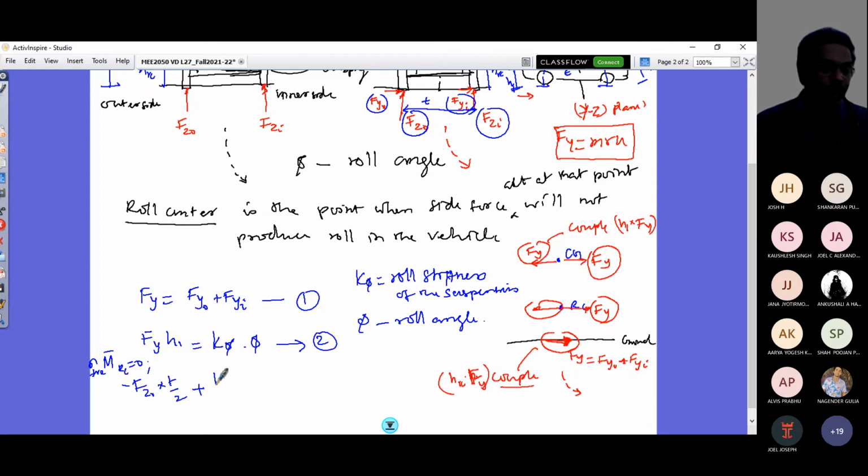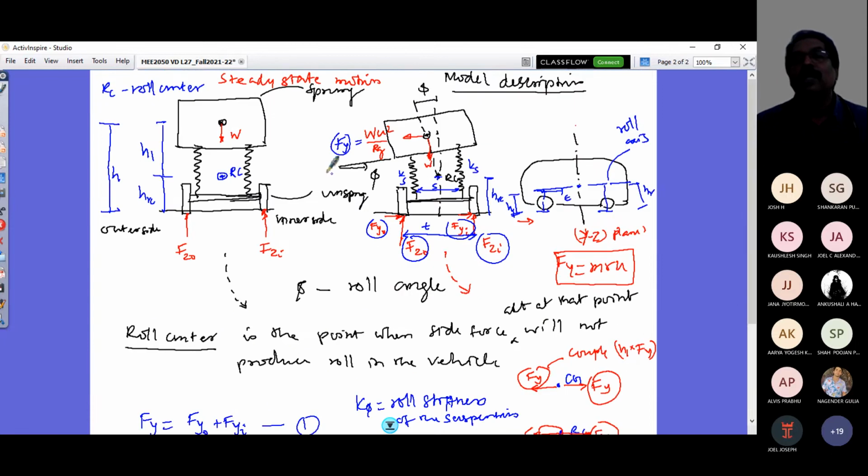Then plus F_zi, on this side normal, into T by 2. And then Fy naught plus Fyi, the addition is Fy, into h_RC about RC, it is counterclockwise. So plus Fy into h_RC. Then I have Fy at CG, so Fy into h1. So my centrifugal force, which is Fy here, into h1, I'm just taking it.